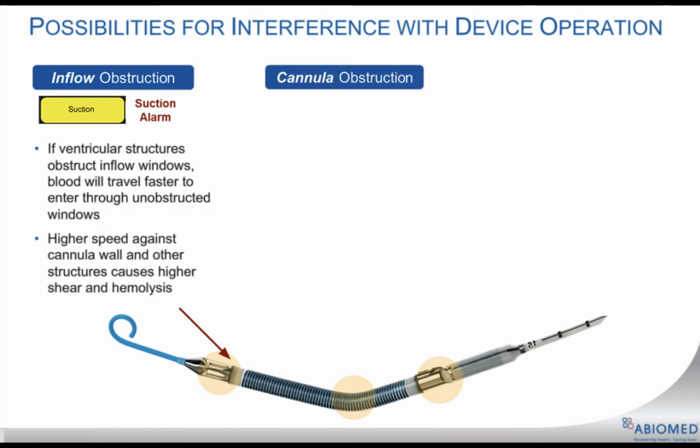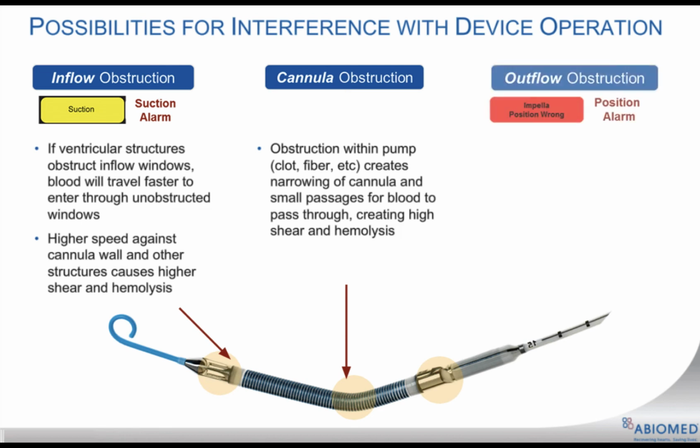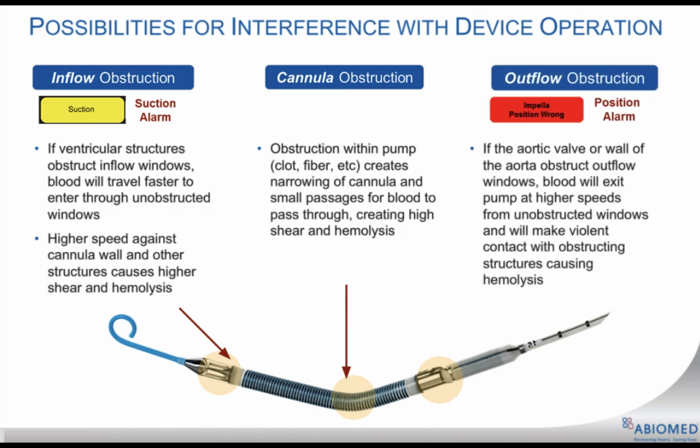2. An obstruction within the cannula itself, such as a fiber or clot. This creates narrowing of the cannula, creating shear and hemolysis. 3. Finally, an outflow obstruction. If the aortic valve or the aortic wall itself is obstructing the outflow, this will cause an increase in turbulent flow, causing shear and hemolysis.